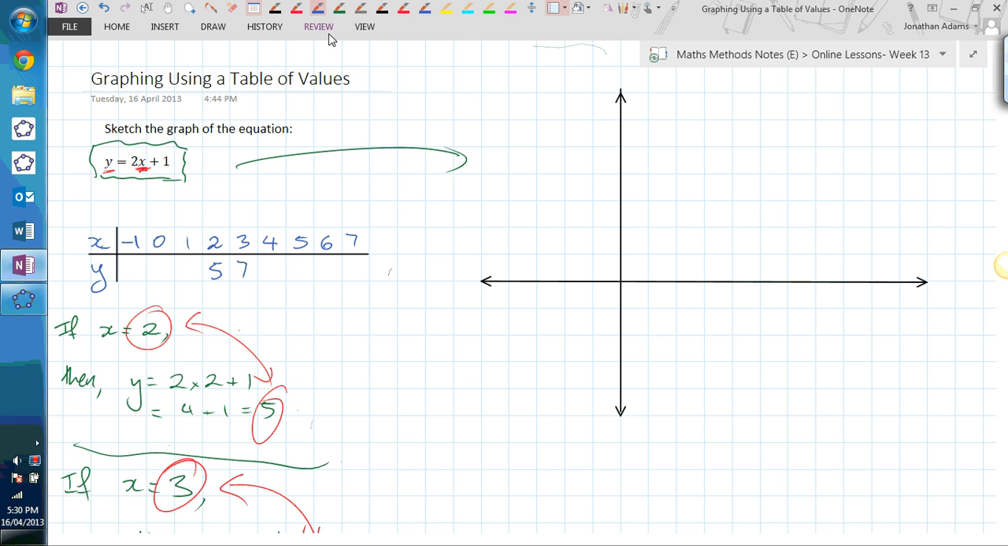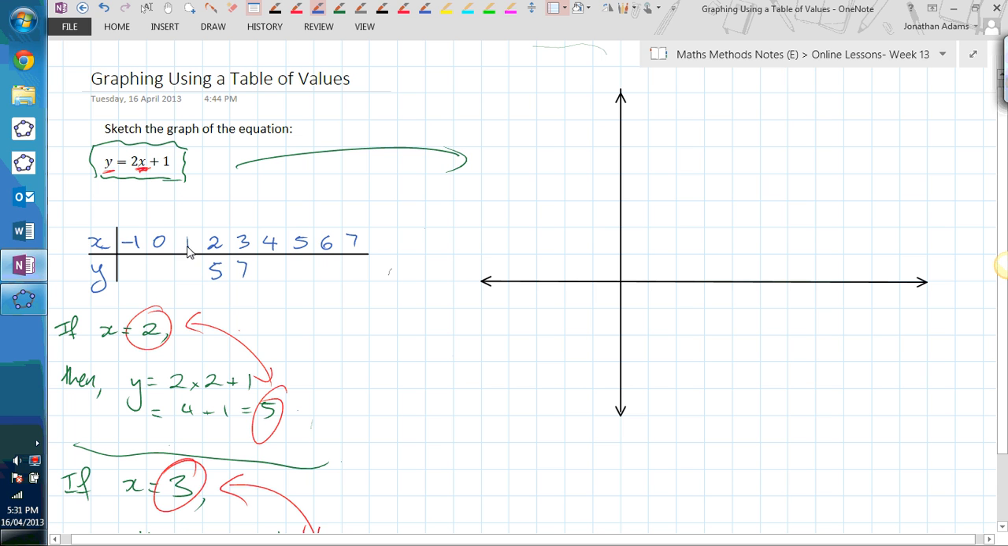So I'm actually going to leave the working out. I'm not going to do this kind of detailed working for all of these. But you could do this if you weren't sure and you needed a little bit of help. That's fine. Just do it on a scrap piece of paper to work out what the y values would be.